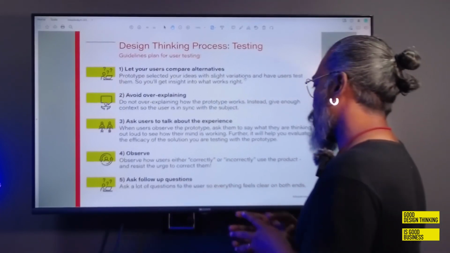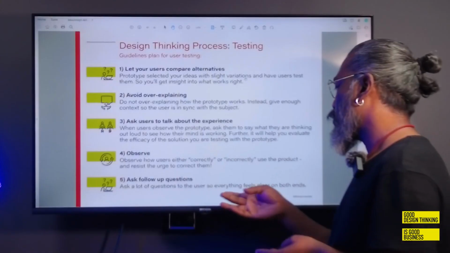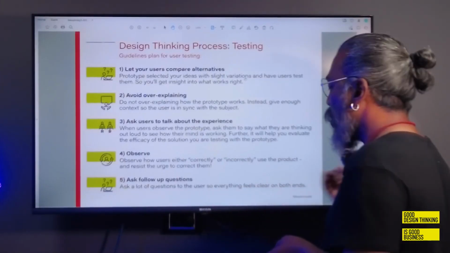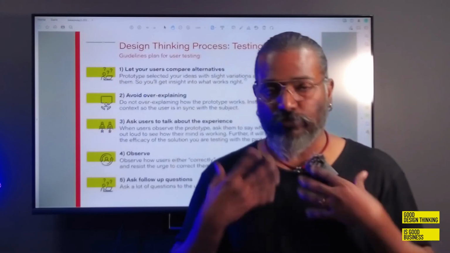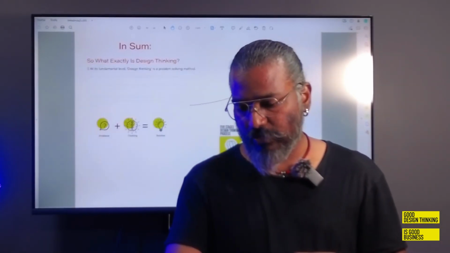Ask follow-up questions. Ask a lot of follow-up questions to the users so everything feels clear on both ends, from your end as well as your consumer's end.